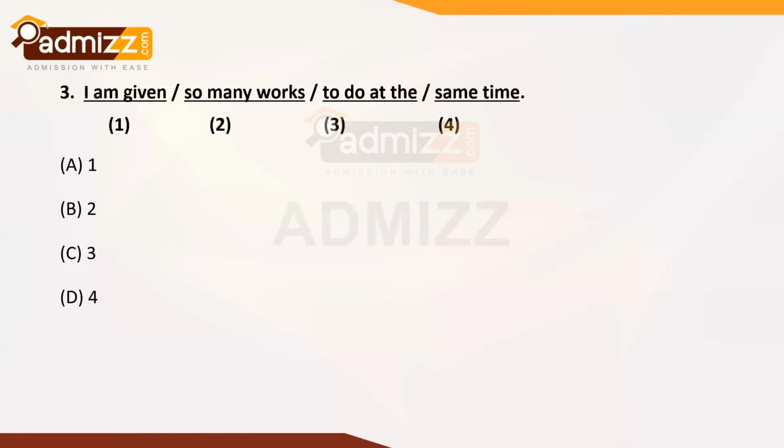Now, "to do," that's also grammatically correct. And "the same time," obviously, that's just two words. They fit in quite well with each other. Now, why two is not correct in this case is because of this particular thing.